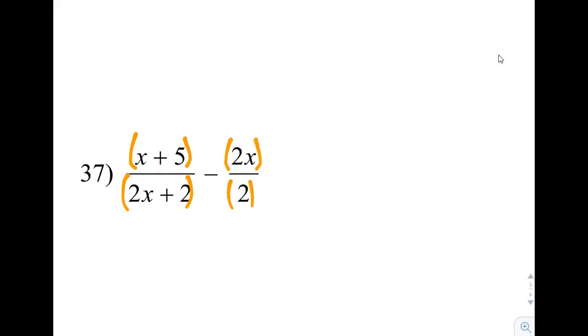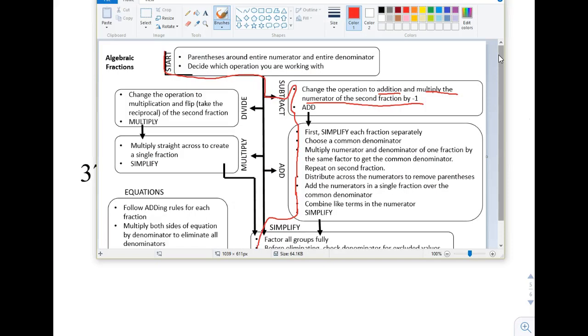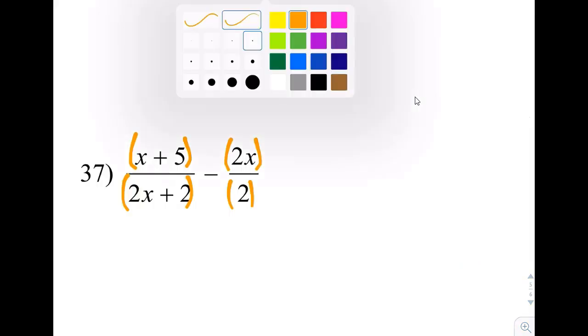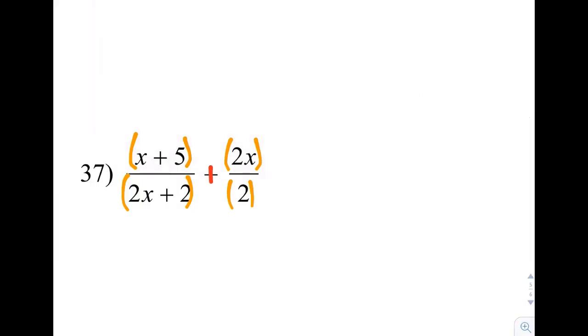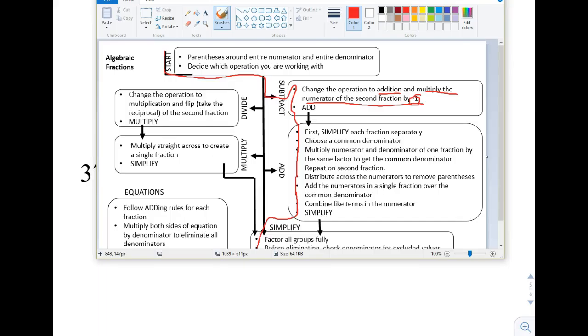The reason we do that is so that we don't forget steps later. Now in subtraction it says change the operation to addition and multiply the numerator of the second fraction by -1. So let's change this to an addition problem and multiply the entire numerator of the second fraction by -1. There we go. Done. Then we go to adding.